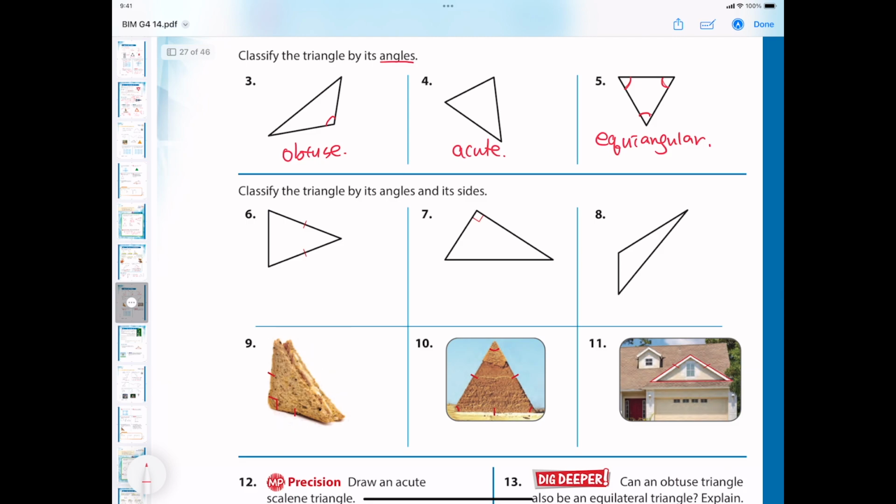Now classify the triangle by its angles and its sides together. They are all acute angles, but it has two equal sides. That means it is an acute isosceles triangle.